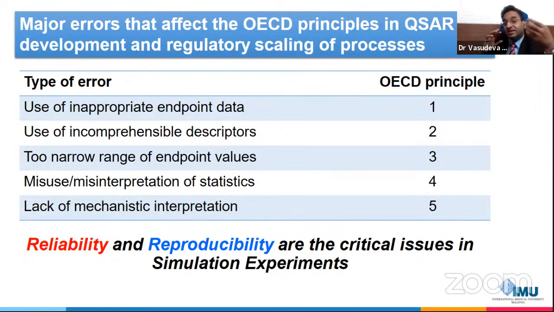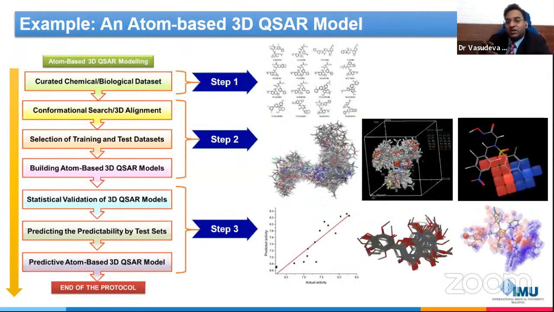So try to limit these errors when you are trying to develop a QSAR model, keeping these points in view so that all the OECD principles can be satisfied, and we can get a good model and validate the model as well. So the main parameters considered are reliability and reproducibility, critical issues in the simulation experiment. This is one example of an atom-based 3D QSAR model developed at International Medical University.